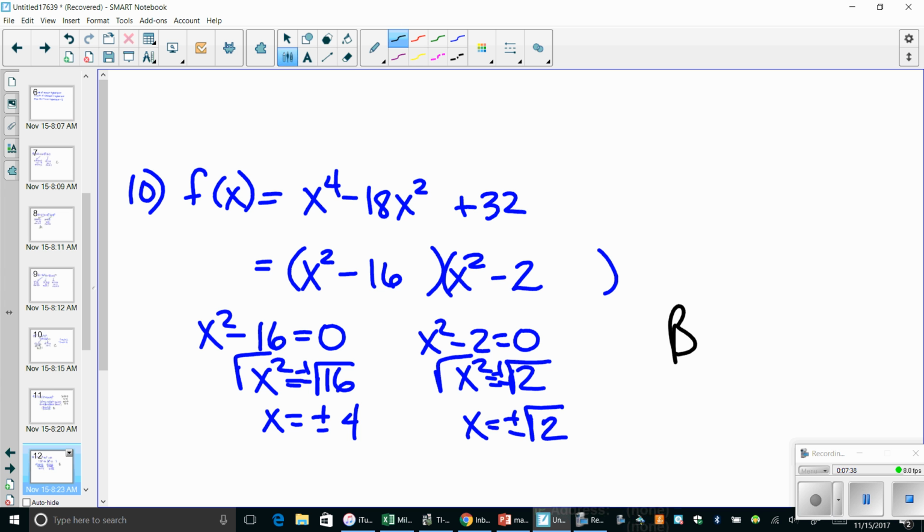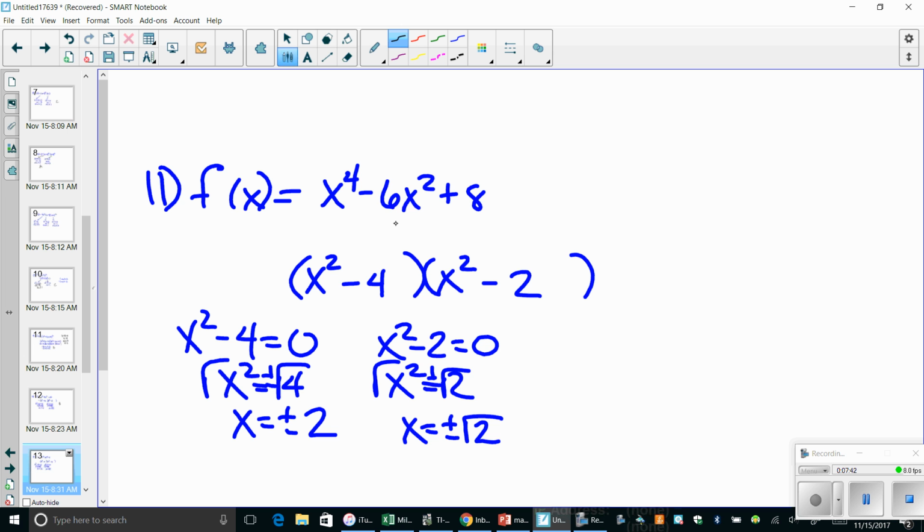I'm going to keep going, see if I can get to 11 and 12. 11 is a lot like 10. It factors, again, it's to the fourth power, no using the quadratic formula. So it's x squared and x squared. Two numbers that multiply to give you 8 and add to negative 6 are negative 4 and negative 2. So set each of these factors equal to 0 and solve them. You'll get positive and negative the square root of 4, which is 2, and positive and negative the square root of 2, which you can't simplify. So the answer is positive 2 and negative 2, and positive square root of 2 and negative square root of 2, which means 11 would be D.